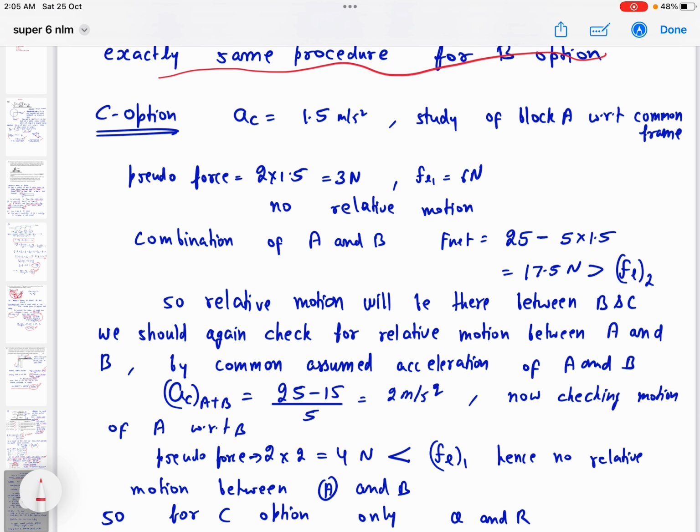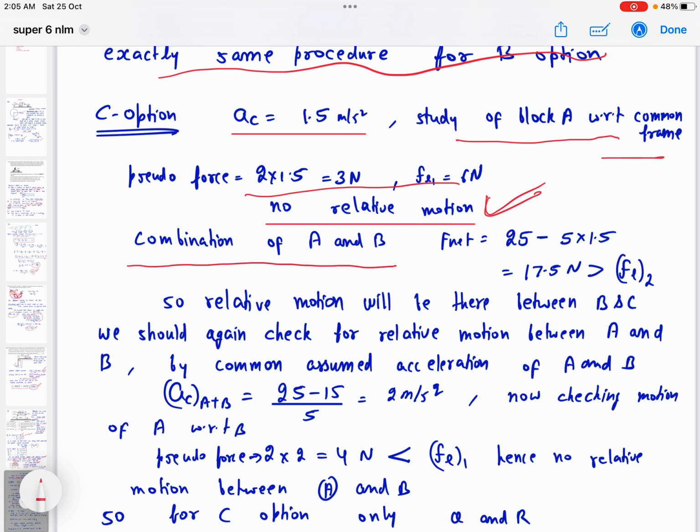So for C option, AC is 1.5. Study of block A with respect to common frame, just like what we did in A option. So here we can say it is no relative motion, but not surely we can say. Again we need to cross verify, right? So now in second step I am checking combination of A and B. Combination of A and B, net force is 17.5, which is greater than limiting value for surface 2. So relative motion will be there between B and C, right?